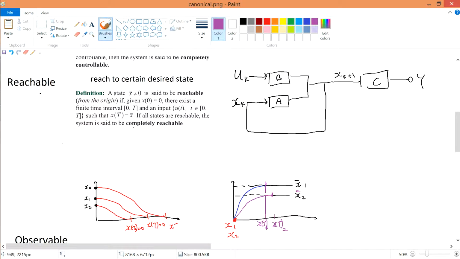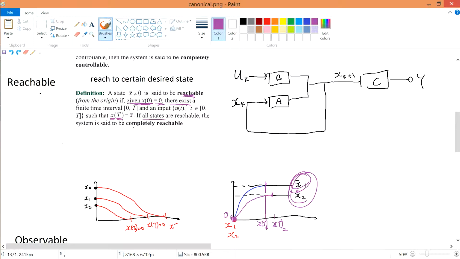Therefore, by the definition, the state x0 which is non-zero, at this point over here, is said to be reachable if, given x0, which is x1, x2 at time 0, equals 0, there exists a finite time interval from 0 to t, which is from 0 to whatever time that you eventually reach this point, such that when x reaches time t, this means that you have already reached x1 bar, your desired reachable state.